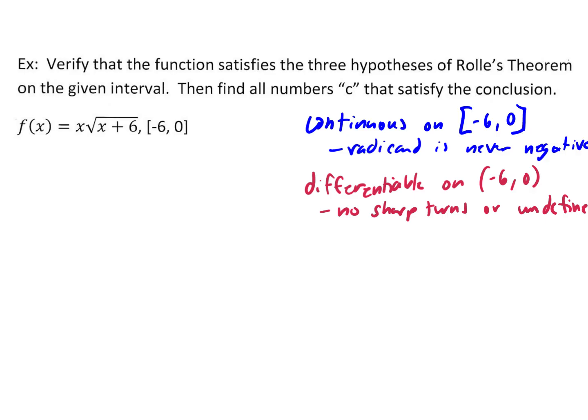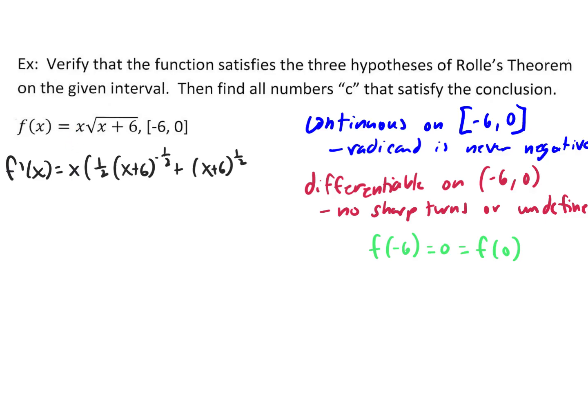The next thing I have to do is prove that f of -6 and f of 0 equal each other. So when I plug -6 in here, this gives me 0, so this whole thing is 0. When I plug 0 in here, that's 0 times something, so they are equal, okay? And so now what I have to do is find the c values that will have horizontal tangents, in other words, where the derivative equals 0. So I am going to have to take the derivative of this, and this is going to require the product rule. So when I do that, here's what I end up with. Looks like I'm missing one parenthesis here. Oops.